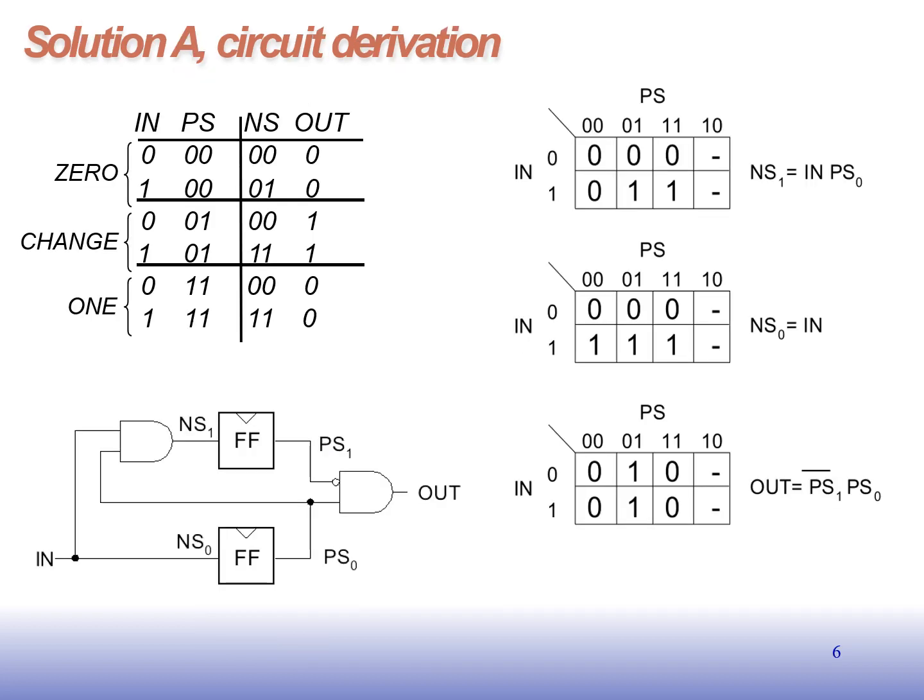So for this one, using the Karnaugh map, get the reduced expression. Okay, because you have the input and present state, find the next state using the Karnaugh map. Get it. Similarly for the output, draw the logic diagram. This is about the Moore machine.